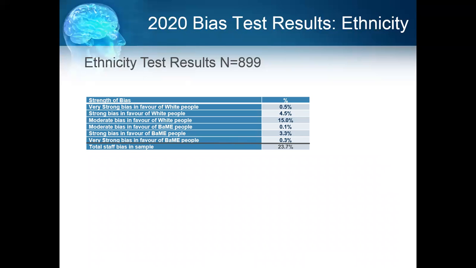And if we look at the breakdown of that, what we see is there's some skew in that data, isn't there? So there are some people with bias in favour of black and minority ethnic people, around about 4%.